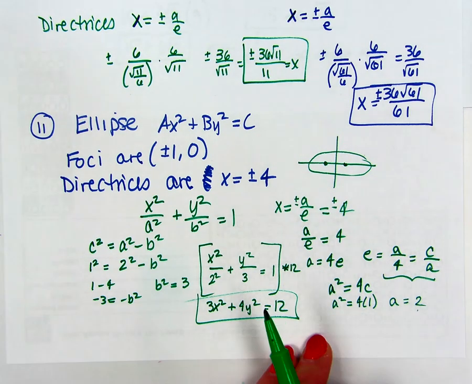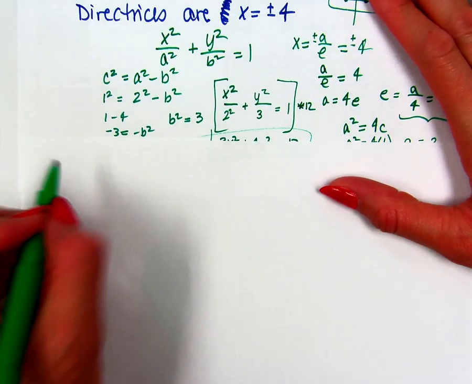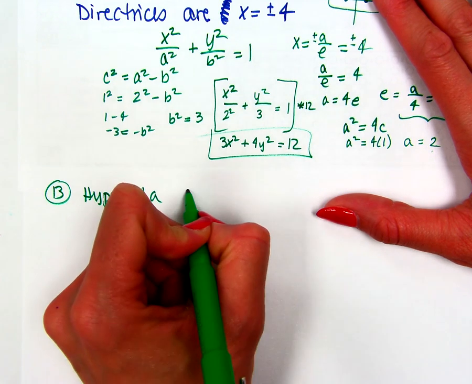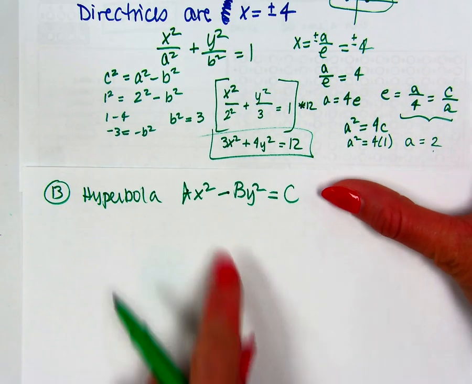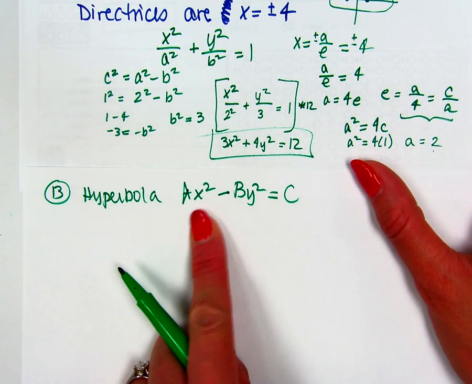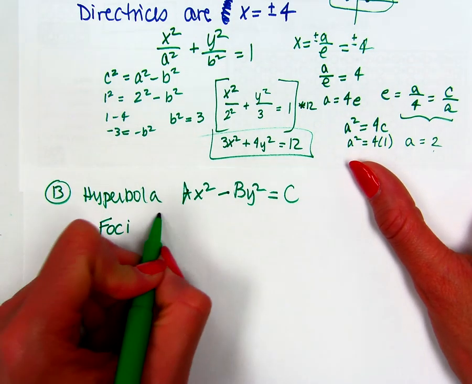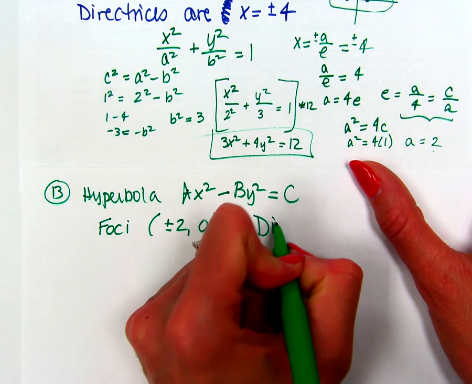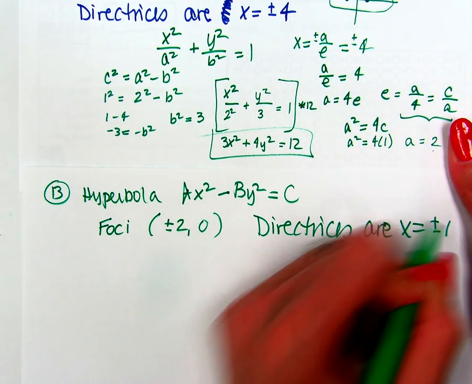All right, final problem. Number 13, kind of the same thing, except it says write the equation of a hyperbola, and they want it in the format ax squared minus by squared equals c. So the fact that this x squared term is positive tells you that it's going to open to the right and left. Okay, and the information they give you is that the foci are located at plus or minus 2, 0, and the directrices are x equals plus or minus 1.